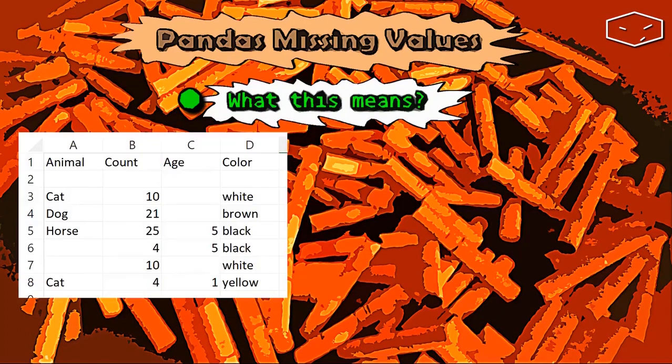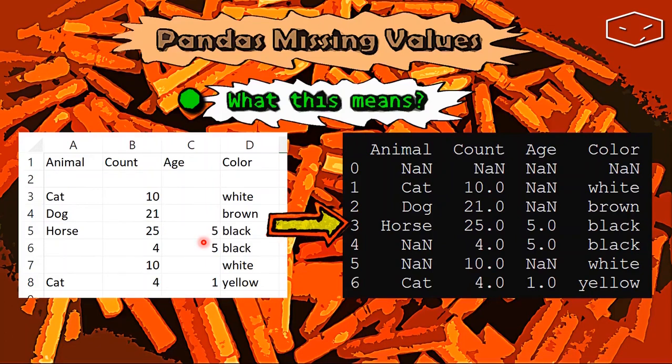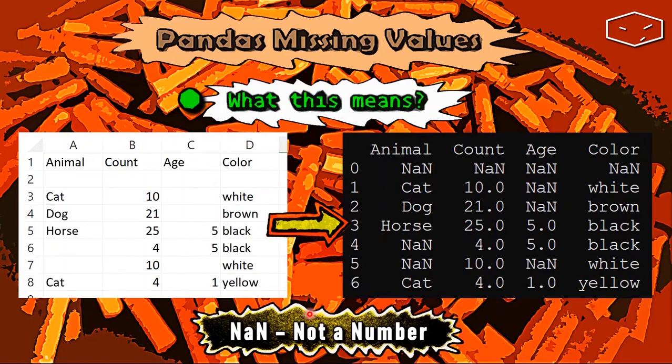And what does this mean? Well, we have a CSV file like this one. This is the one that we will use in the exercises. There are some missing values here, okay? After loading this into a data frame, we will get something like this, where the missing values will have a NaN. This means not a number. It is the flag that Pandas uses to know that there is an empty space.